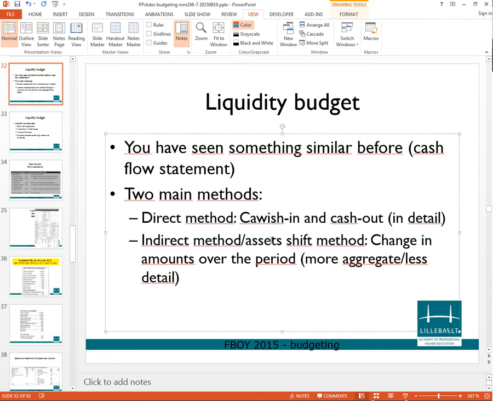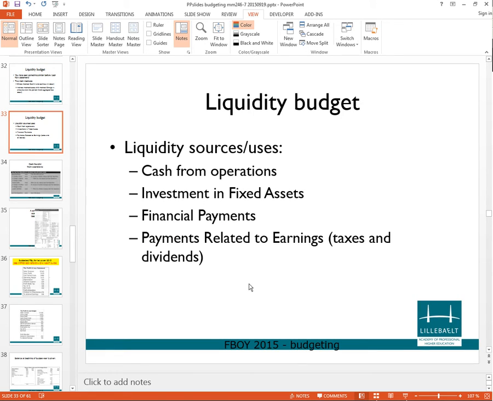Oh, there's an error here actually. This doesn't regard this video. Okay, indirect method, asset shift method, change amount of the totals. Let's just see what happens on the next few slides. It actually becomes more clear in the graphical display, so I'll go on to that, but this is some of the main categories of liquidity movements.